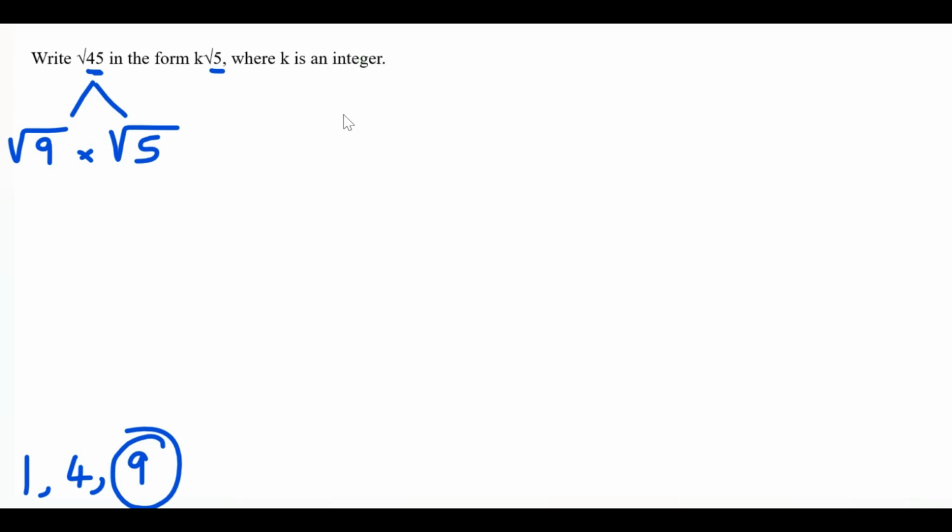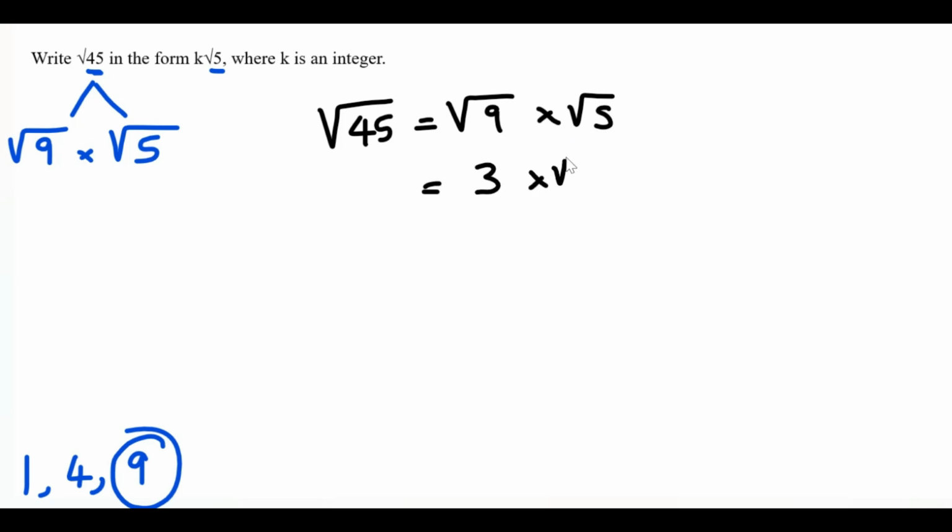And just for our working out now, I'm just going to rewrite the square root of 45 equals the square root of 9 multiplied by root 5. Now root 9 can be simplified to 3, so 3 multiplied by root 5, which just equals 3 root 5. Therefore, our final answer is 3 root 5, and k equals 3.